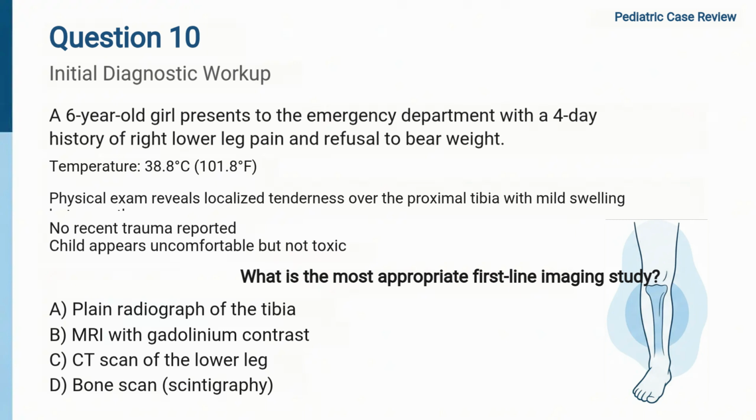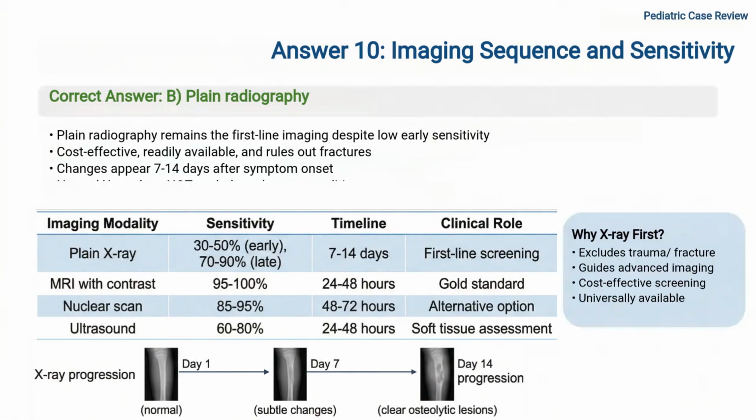Option A. Plain radiograph of the tibia. Option B. Magnetic resonance imaging with gadolinium contrast. Option C. Computed tomography scan of the lower leg. Option D. Bone scan using scintigraphy. The correct answer is option A. Plain radiograph of the tibia.